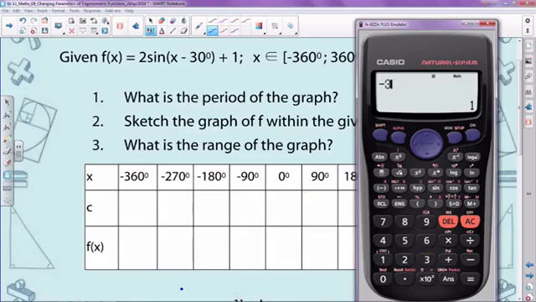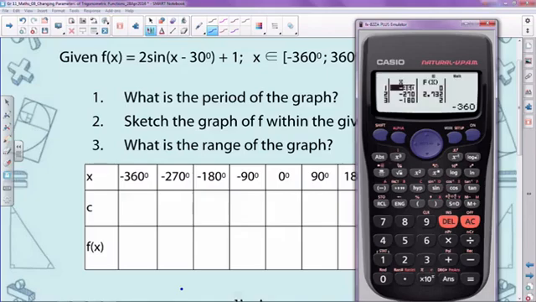So you start at minus 360 degrees. You end at 360. And if you look in between, it's 0, 90, 180 and whatnot. So our step is 90. Then we've got our table there.